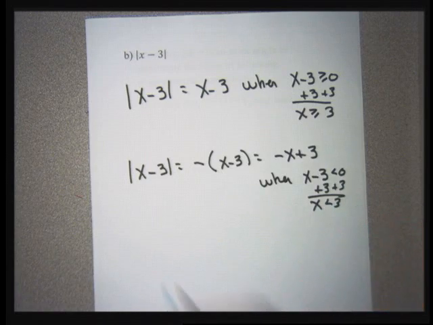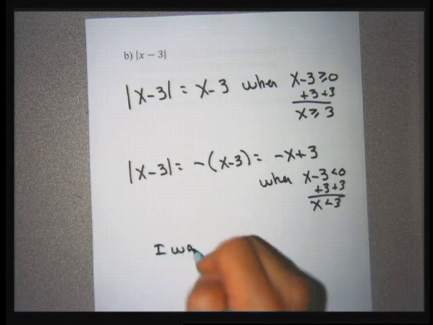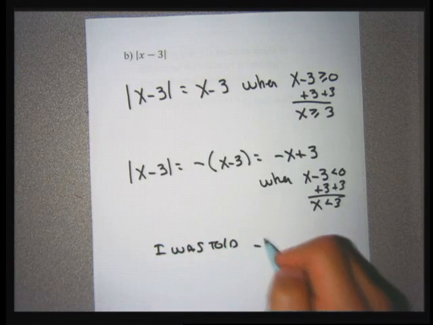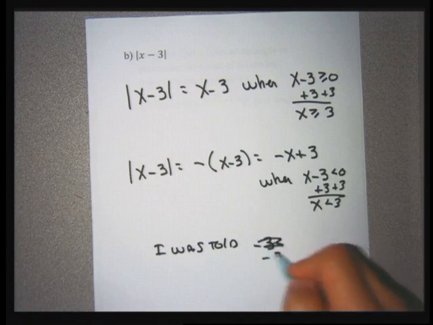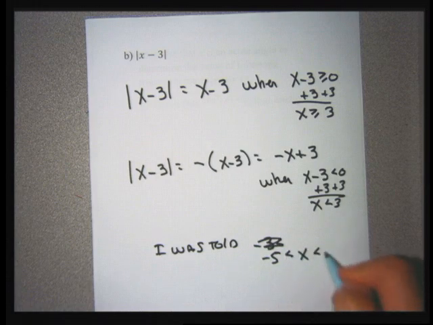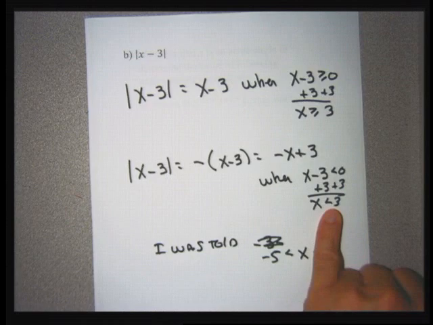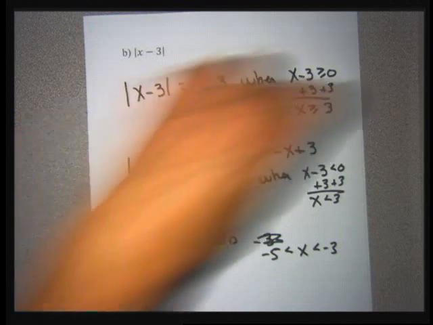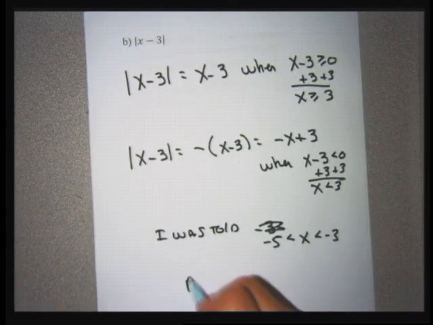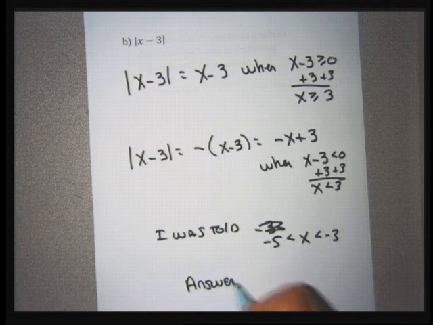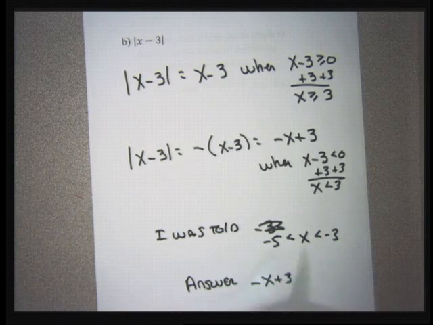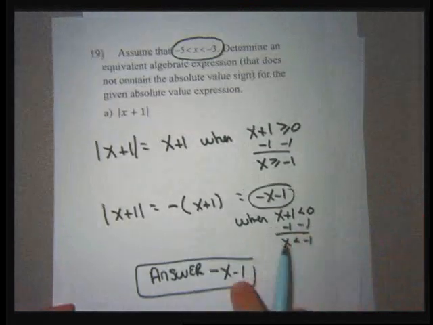And same instructions, I was told in this problem that the x's are holding a place for some numbers between negative 5 and negative 3, and because negative 5 and negative 3 fit x is less than 3, then this is holding the place for a negative number, and that needs to be my answer. So my answer to part B is going to be negative x plus 3. Again, I should be checking my work because you hate to have a wrong answer on a video forever. So perfect and perfect.